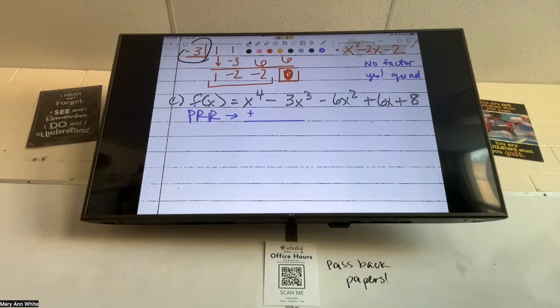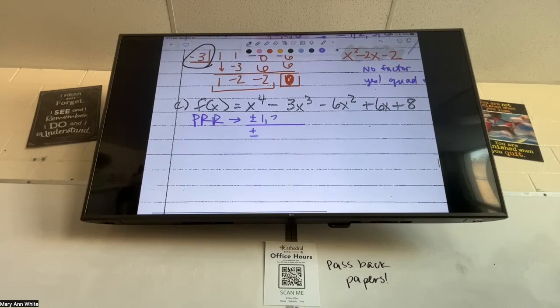We have plus or minus on top and bottom, and it's my factors of my constant on top. What's my constant in this problem? 8, very good. So what are some numbers that multiply to be 8? Good, and you can put those in whatever order makes you happy. I went 1, 2, 4, and 8. Okay, now I want factors of the leading coefficient and the denominator. What are those? 1, amazing.